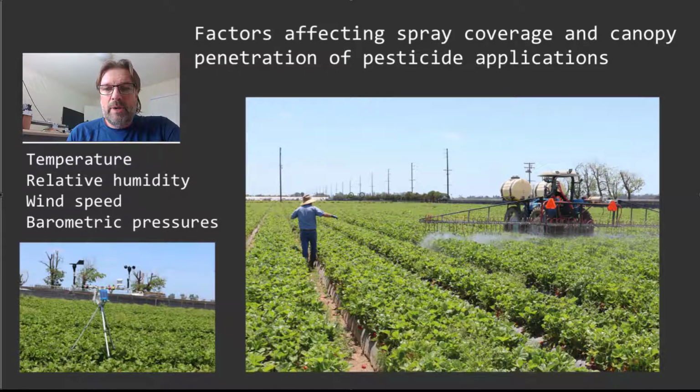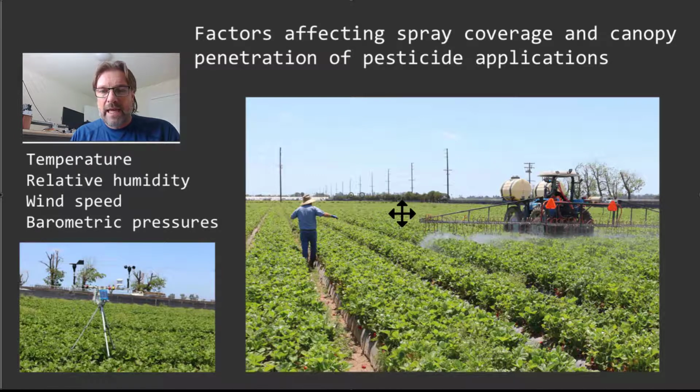But we did spray over 3 years in multiple different locations, with different varieties with different canopy sizes, and different spray rigs and speeds. Because we sprayed at different times of the year, we had different weather conditions. So we had a weather station here collecting temperature, relative humidity, wind speed, and barometric pressure during all of these sprays.